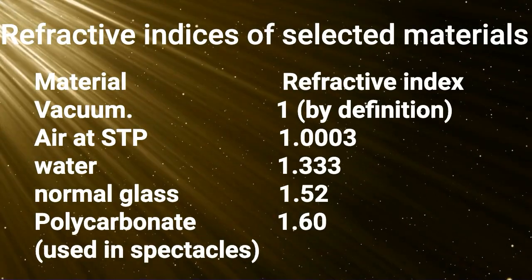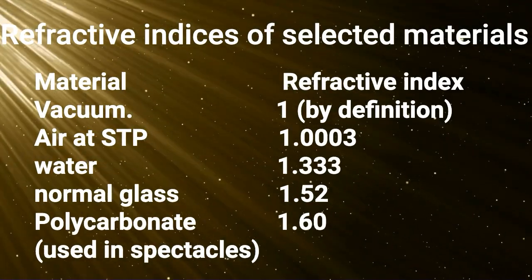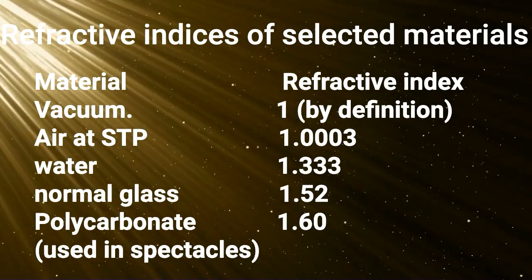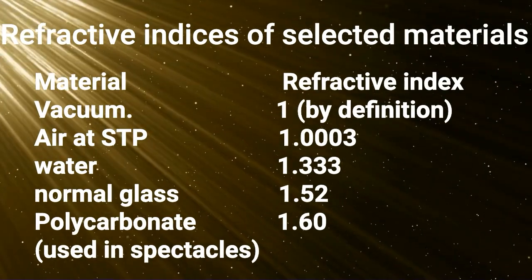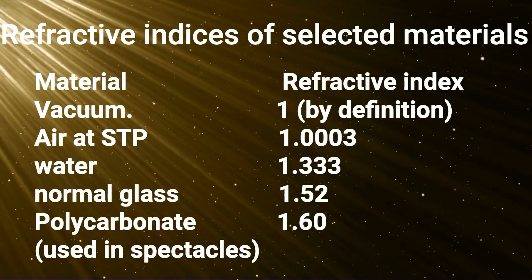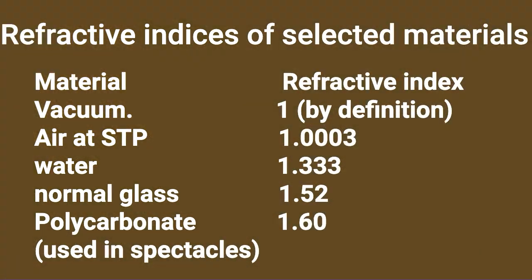The refractive indices of selected materials are as follows. The refractive index of vacuum is 1 by definition. The refractive index of air at STP, that is, at standard temperature and pressure, is 1.003, that of water 1.333, and that of normal glass 1.52. The refractive index of polycarbonate used in spectacles is 1.60. The high value of mu for this material helps in making thinner spectacles. As the refractive index of air at STP is close to that of vacuum, the refractive index of any medium relative to air is approximated by the value relative to vacuum.